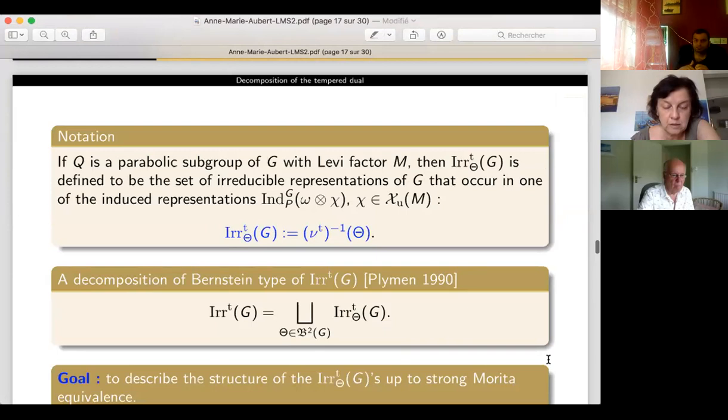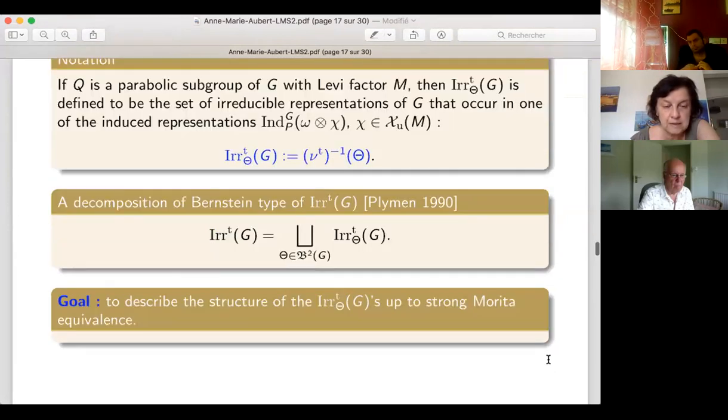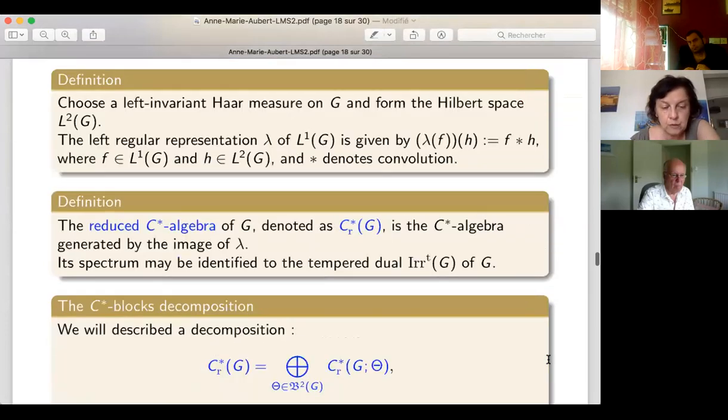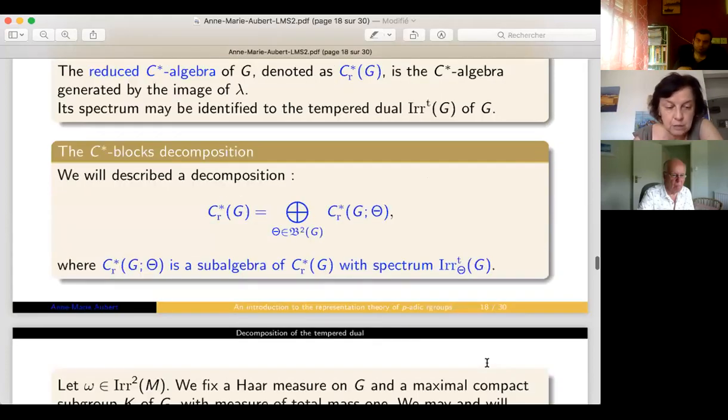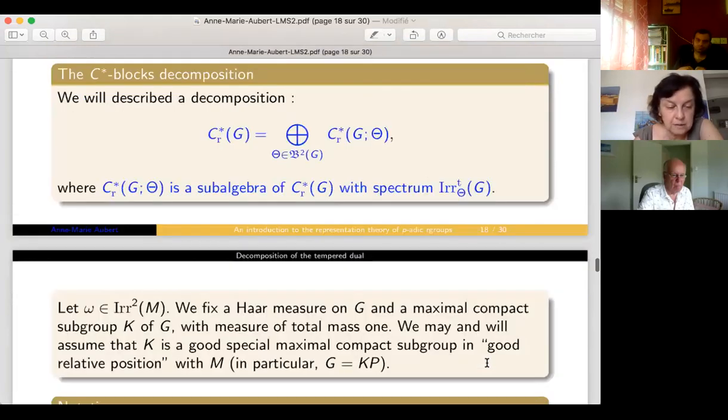So this will be done in relation with this C-star algebra due to the following decomposition. The reduced C-star algebra of G admits a decomposition as a direct sum of subalgebras, which would be denoted as C-star_r(G) theta, where that subalgebra has a spectrum exactly here T theta of G. So you will define this subalgebra, I would do it now, but for that we need to introduce our objects.